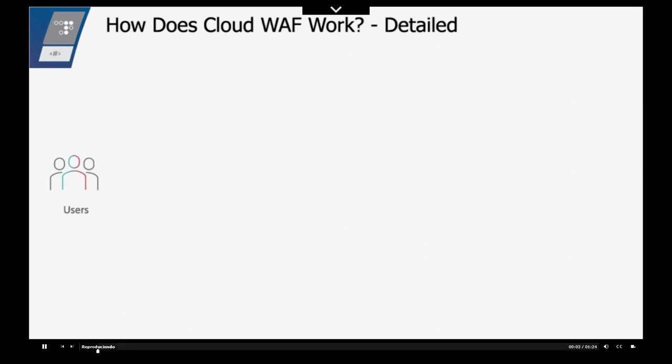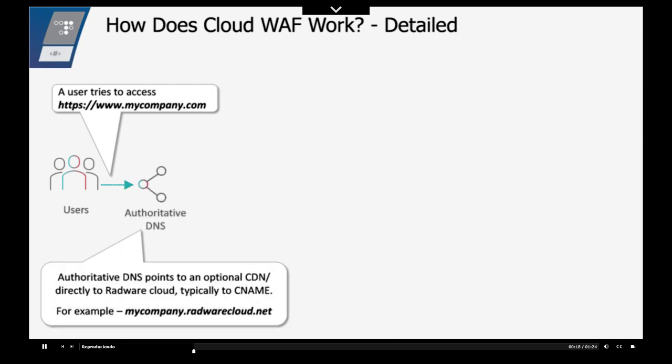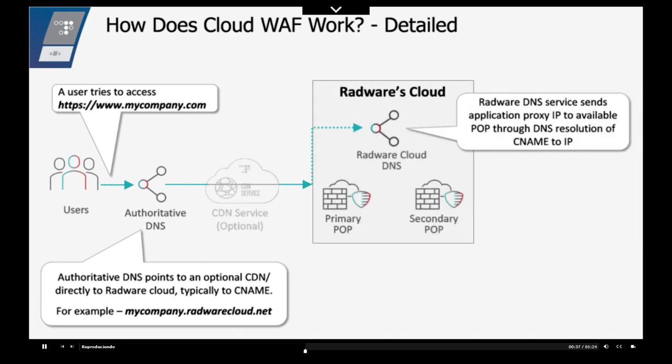Here's how the service works on a more detailed level. A user tries to visit a website. In our example, https://www.mycompany.com. The user's request goes to a DNS server, which translates that URL into the relevant server's IP address. The authoritative DNS points to a CDN, if it exists, or directly to Radware's cloud, typically to a CNAME, such as mycompany.radwarecloud.net. The CDN answers some of the requests, and others are forwarded to Radware's Cloud WAF service.